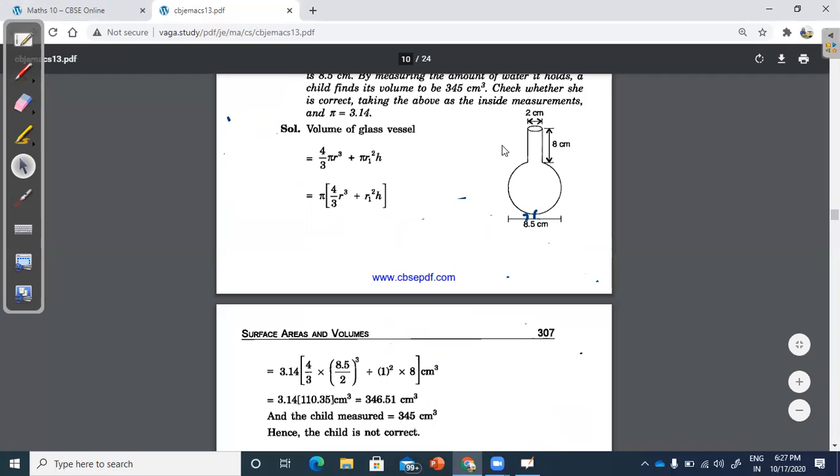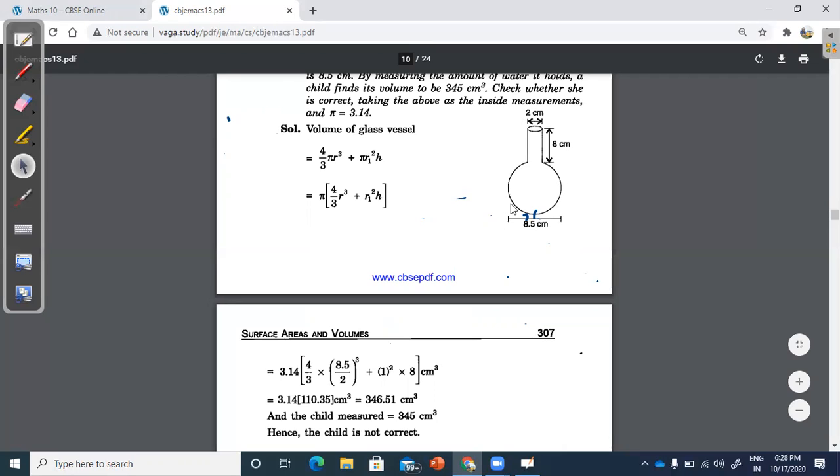Now, what is the question? A child is measuring the amount of water. Okay, how much water is there by actual measurement. And when measuring, the child finds it to be 345. Now you have to verify whether this 345 that the child has calculated is right or wrong. So let's find out by actual calculation now. One was by measurement. Now let's see whether the child has measured correctly or not.